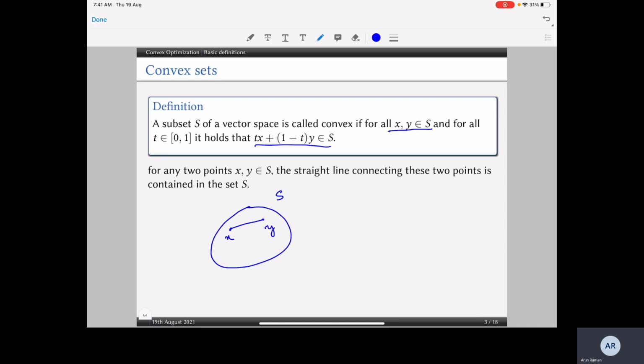Okay, so the linear equation that we have, for t between 0 and 1, basically represents the line joining the 2 points x and y. If we have t equal to 0, then we will get the point y. If we have t equal to 1, then we get the point x.